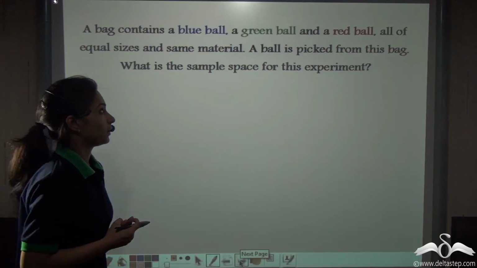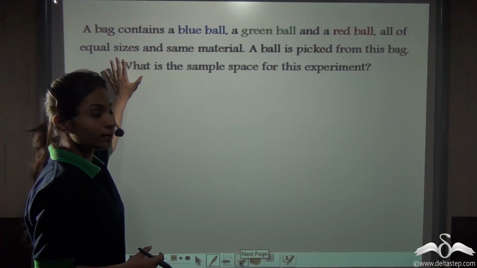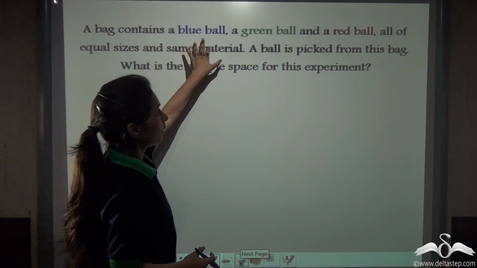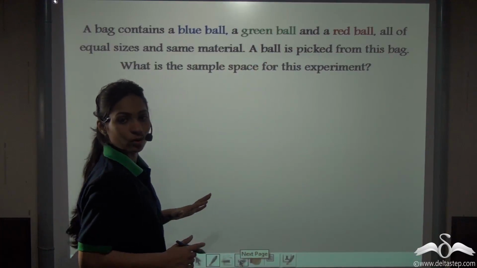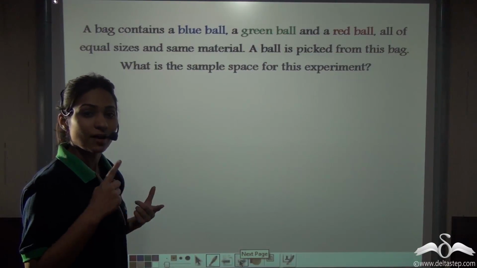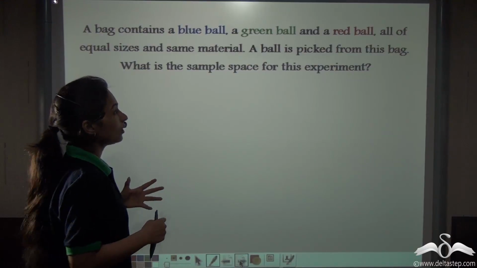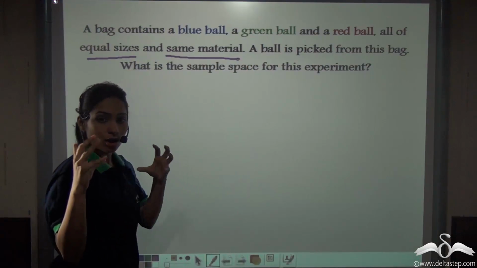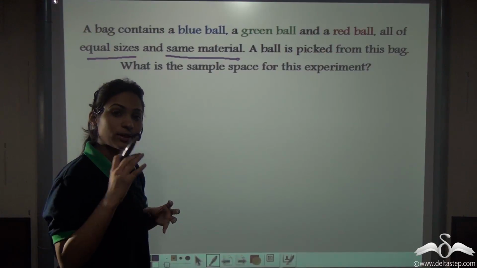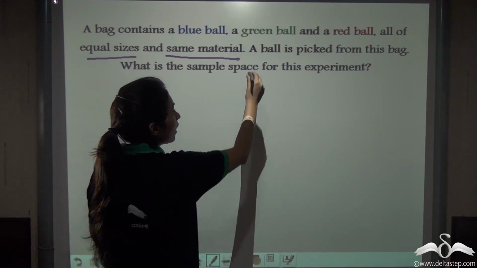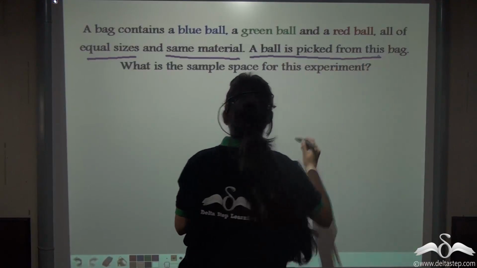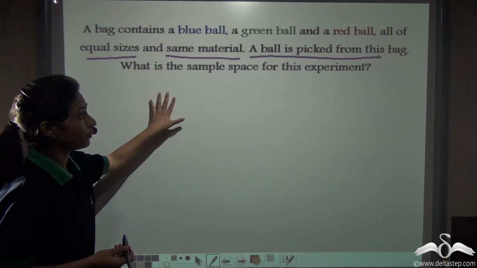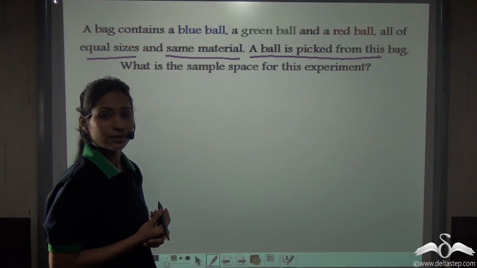Now let's see an example here. We have a bag that contains a blue ball, a green ball, and a red ball. So we are having a bag. Inside that we are having a blue ball, a green ball, and a red ball, all of equal sizes and the same material. So all are exactly the same, only the color is different. Now a ball is picked from this bag. Can you tell me what will be the sample space for this experiment?